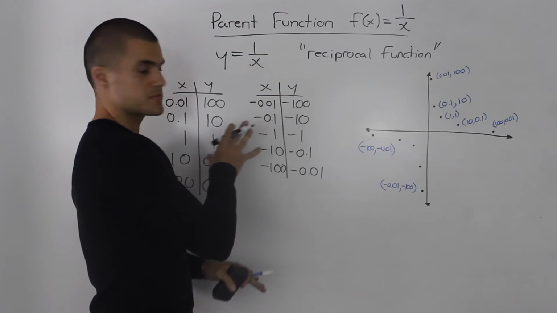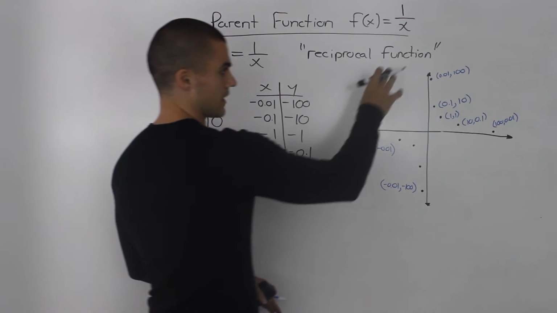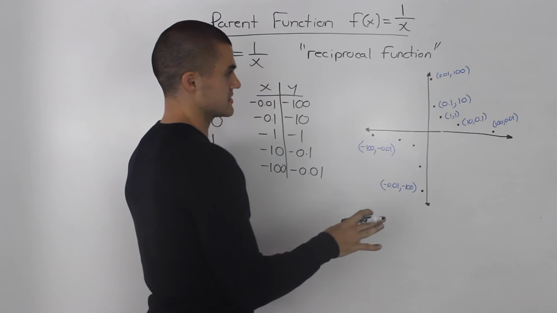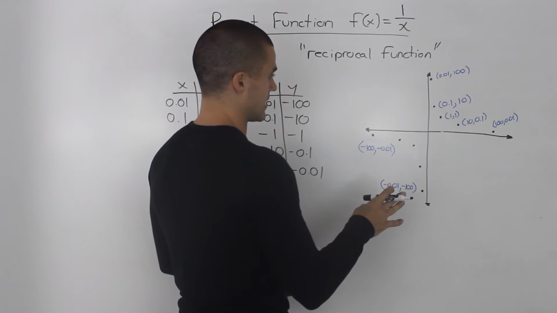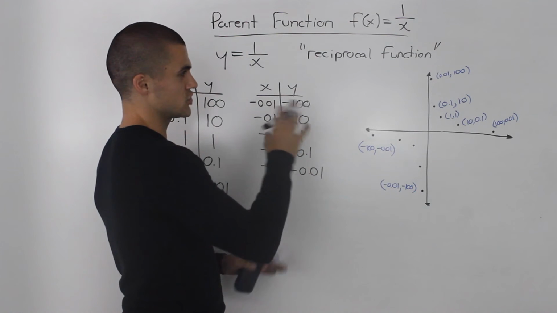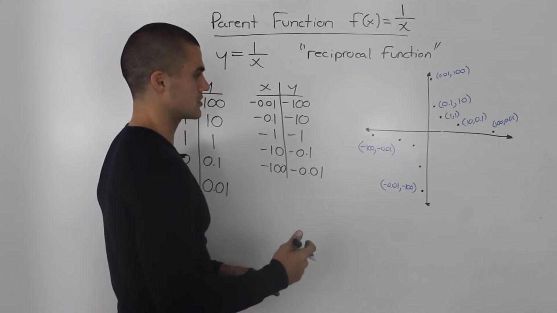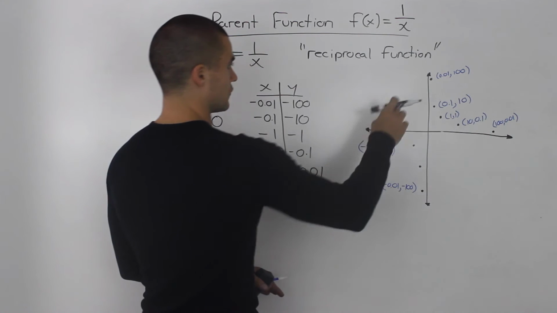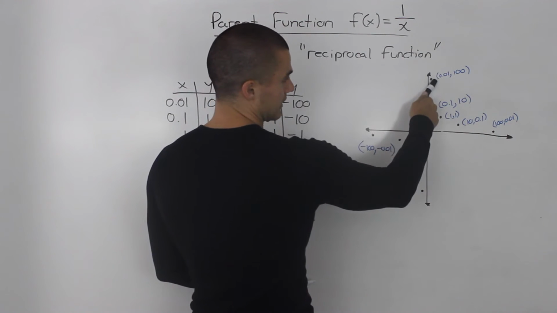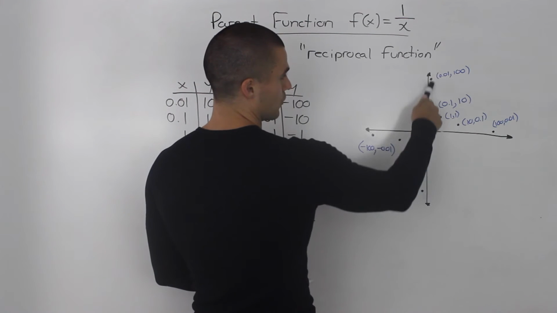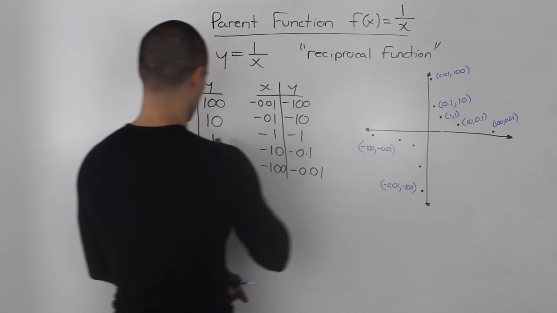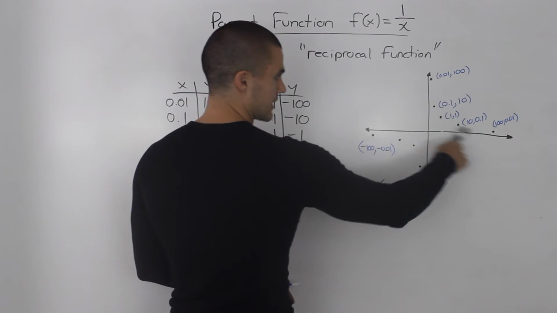Now, taking all of these points in our tables that we made and then plotting them on the graph. Now, this graph is nothing to scale, just as a heads up. However, we just basically want to find out what the general shape of this graph looks like. So, for example, we took this point 0.01 and 100, and it's up here. An x value of 0.01 and a y value of 100. Then 0.1 and 10 is here. 1 and 1 is here, etc., etc.